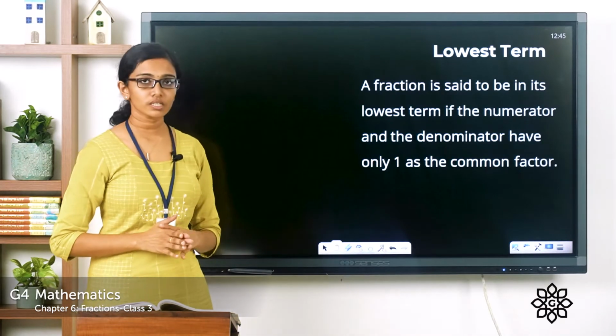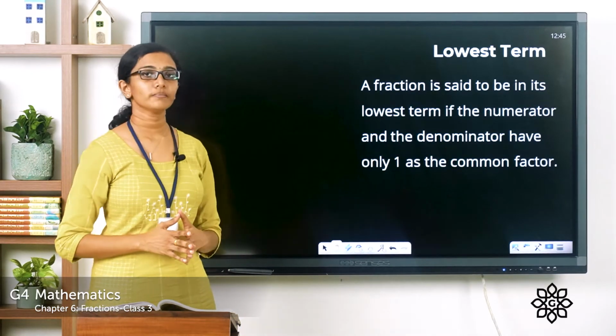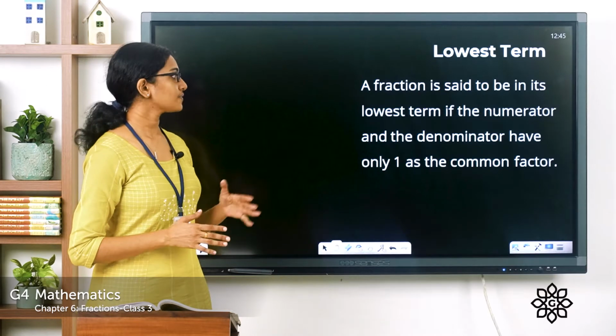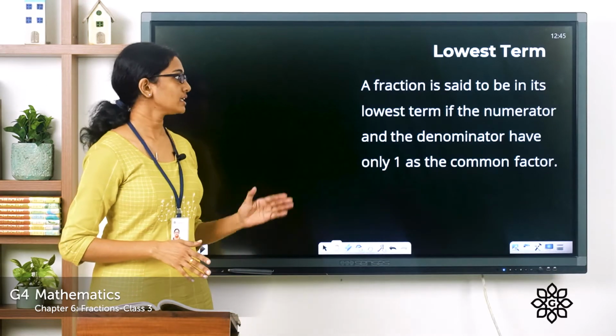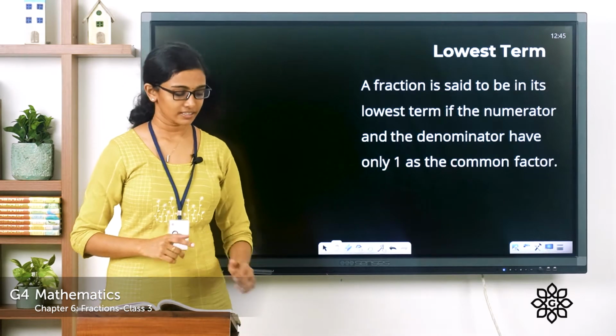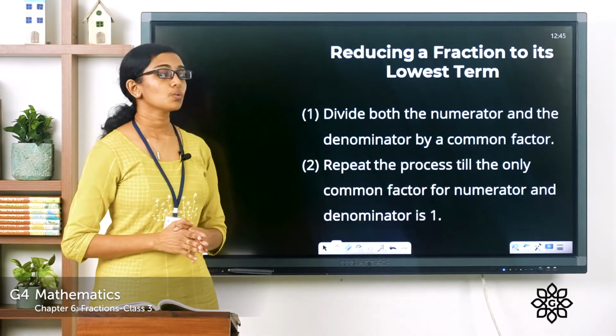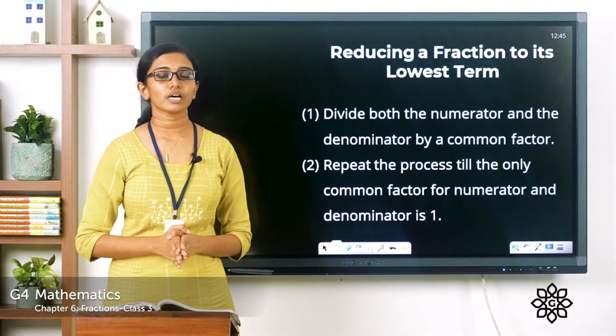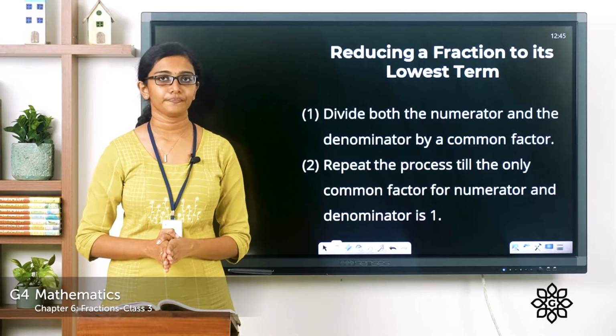So a fraction is said to be in its lowest form or lowest term if the numerator and the denominator have only 1 as the common factor. Clear? Now, what are the steps to reduce a given fraction to its lowest term?